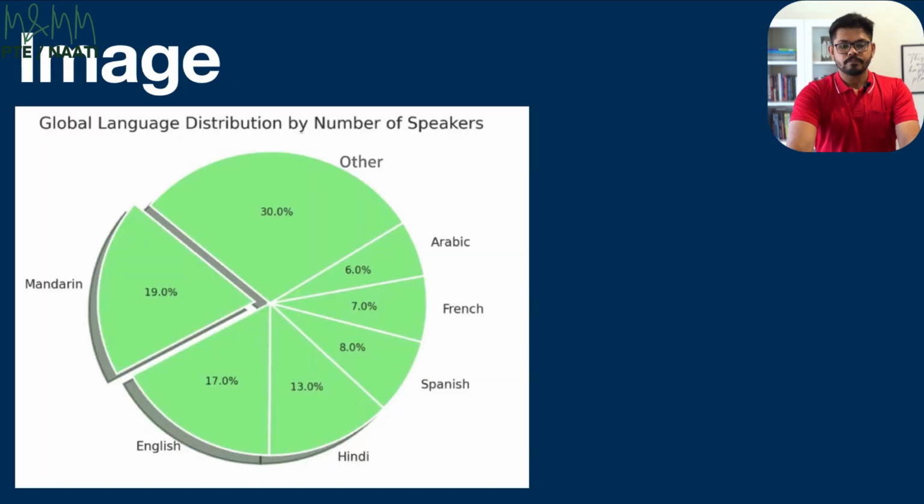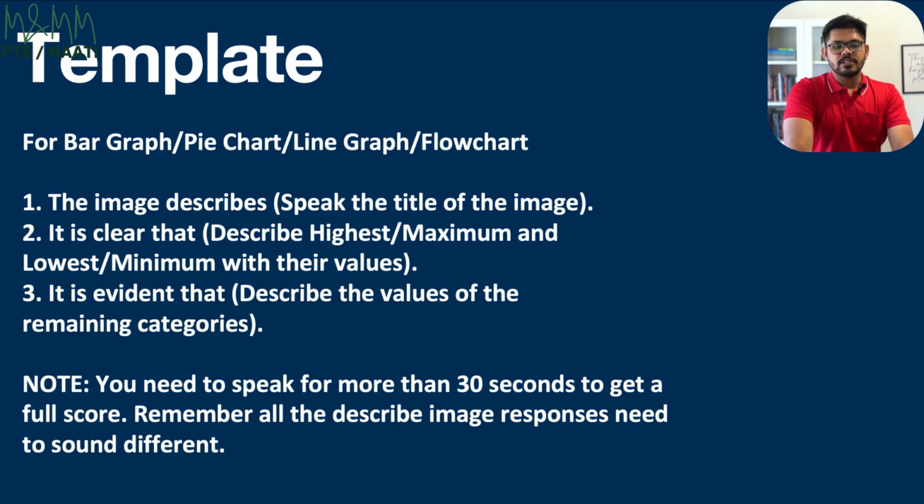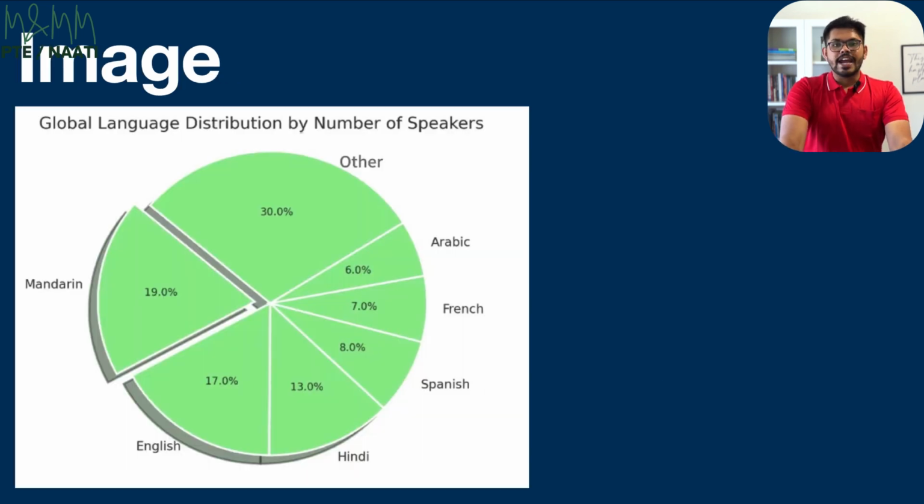Okay. Now, let's say this is the image I have. Now, this is a pie chart. As I said, this sort of template you can use for a line graph, bar graph, pie chart, flow chart, these sort of scenarios. Okay. So the first thing, look at the template, the first line, the image describes, then you have to speak the title of the image. So if the title is given, just read it, simple as that. The image describes global language distribution by number of speakers. Job done.